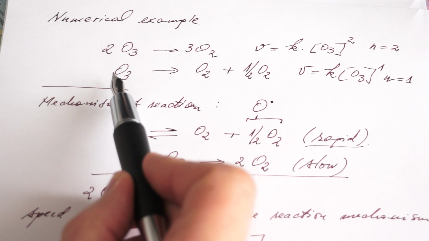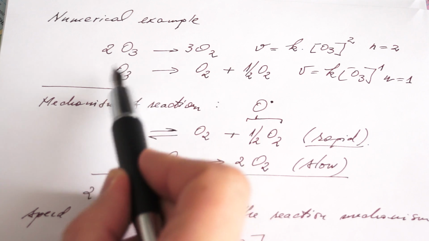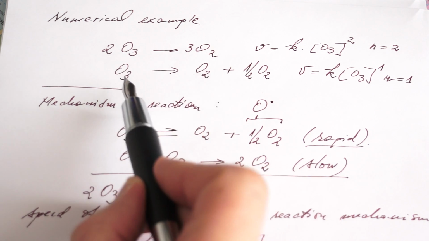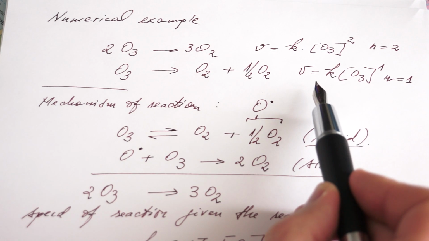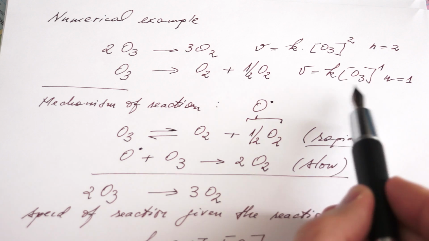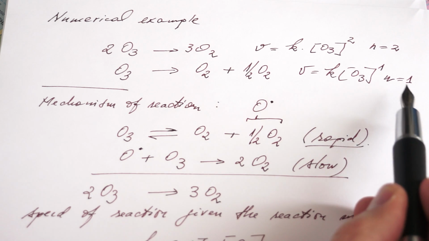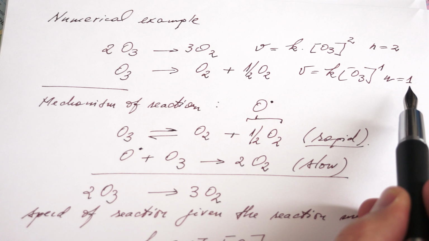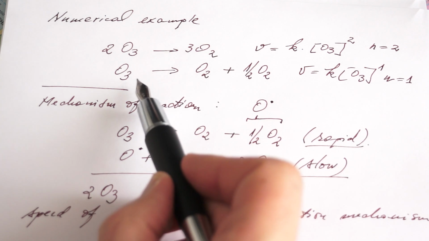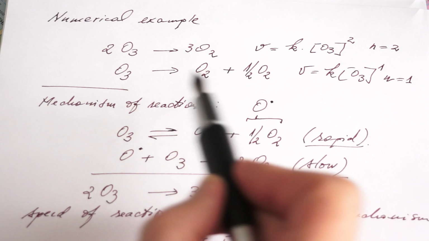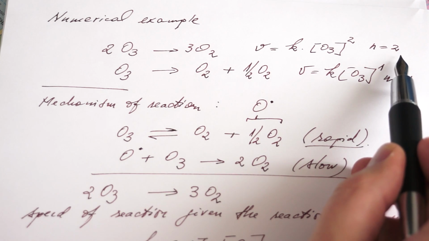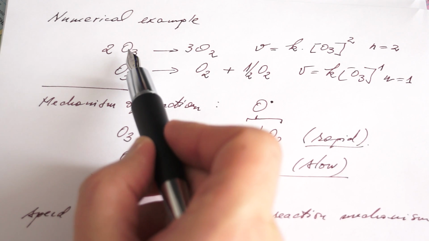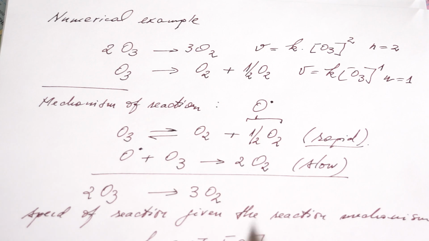So the order of the reaction will be 2. However, if we consider that the reaction proceeds this way, where we really need only one ozone molecule to produce one oxygen molecule and an oxygen radical, then the speed of the kinetic reaction would go this way, where we have a first order reaction. First order reaction indicates only one molecule is needed for the reaction to proceed. Order of reaction of 2 assumes that we need two ozone molecules to collide for the reaction to proceed.